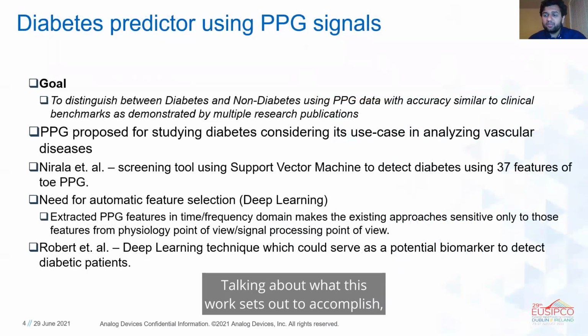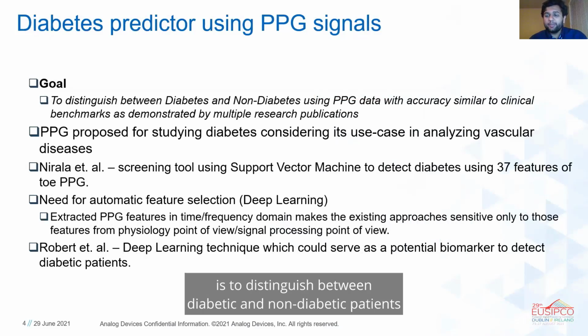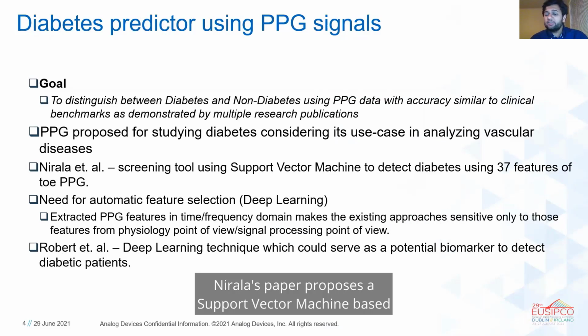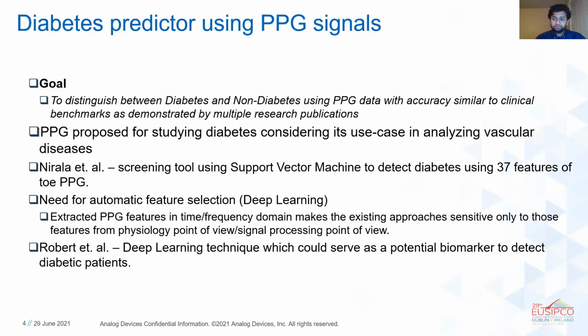Talking about what this work sets out to accomplish, the primary goal of this work is to distinguish between diabetic and non-diabetic patients using PPG signals, which are used to analyze vascular diseases. Nirala's paper proposes a support vector machine-based screening tool to detect diabetes using 37 features collected from toe PPG.